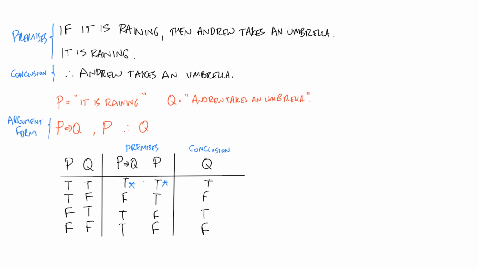And what we want to know is, does everyone who believes the premises also believe the conclusion? In this case, the answer is yes. There's only one kind of person in this truth table who does believe both premises, and they do believe the conclusion. And we would therefore conclude that this argument form is valid.